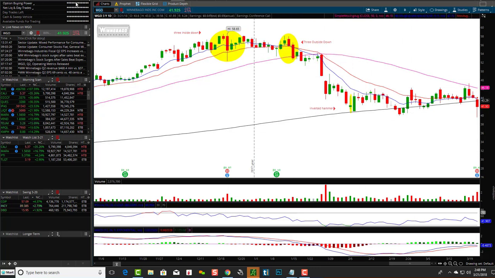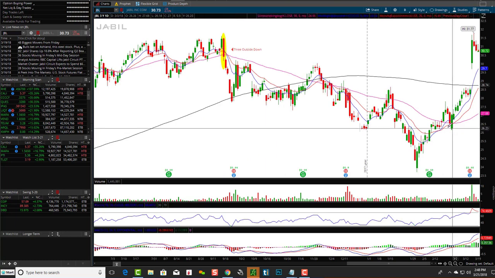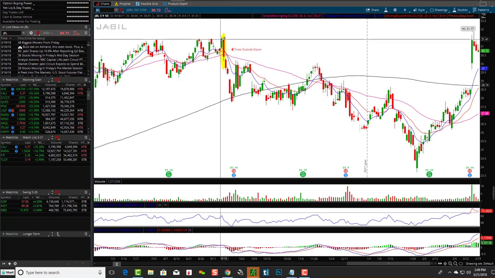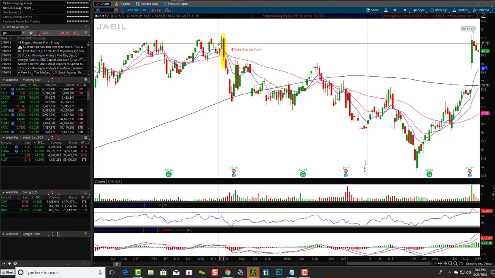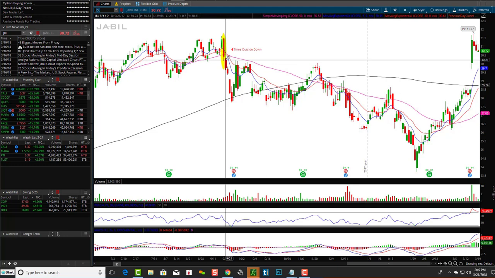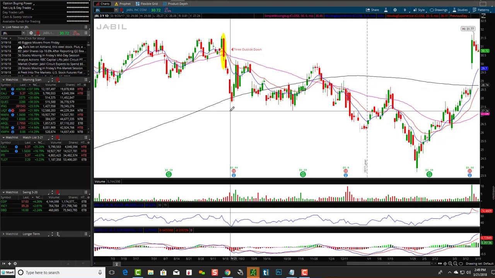Let's take a look at one more, JBL. If you zoom in over here, look at this one right here. Big red candle, kind of enveloping this green one. The green one is still kind of a bigger candle, but this is a bigger red one, enveloped it. Third one failed, crossovers down on the moving average lines, and price just kind of entangled, just fell.